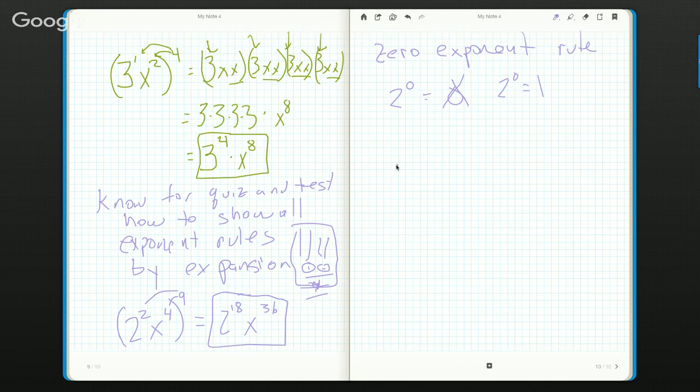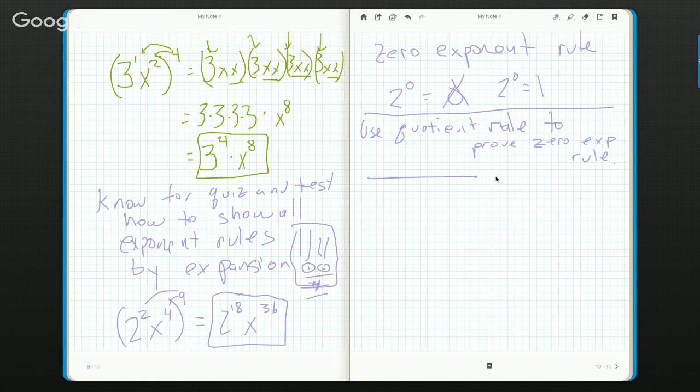So let's look at this. We're going to use a rule that we know called the quotient rule to prove the 0 exponent rule. Okay, so let's do that now.